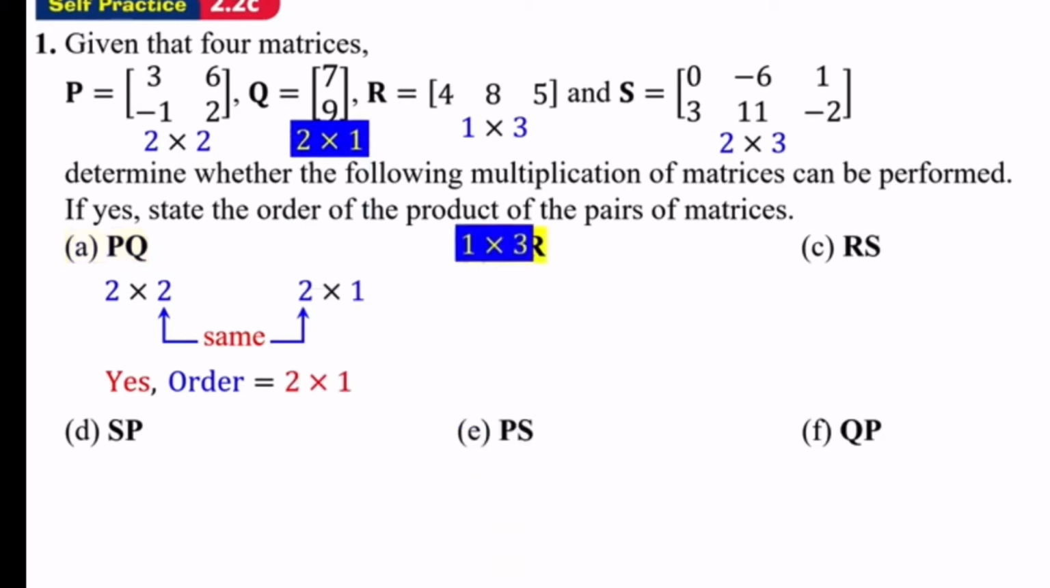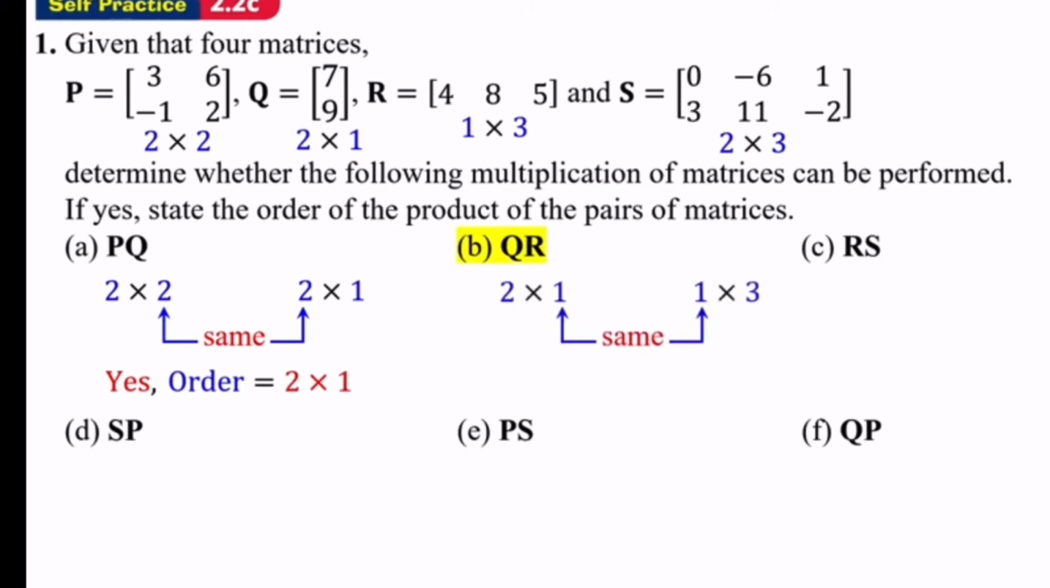Okay, let's see Q and R. So Q is 2 by 1 and R is 1 by 3, so it's still the same. The number of columns for Q is the same as the number of rows of matrix R. So the order that you get will be 2 by 3 for the product QR. So it can be multiplied.